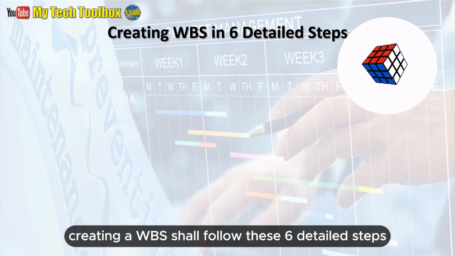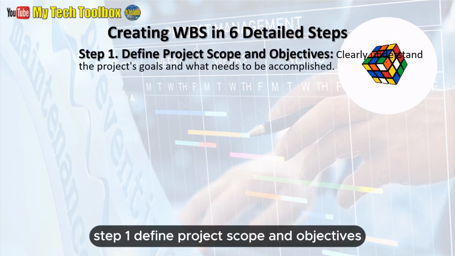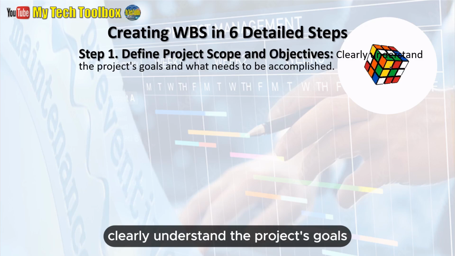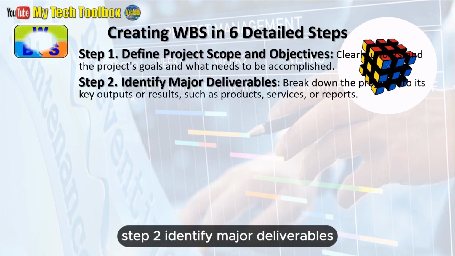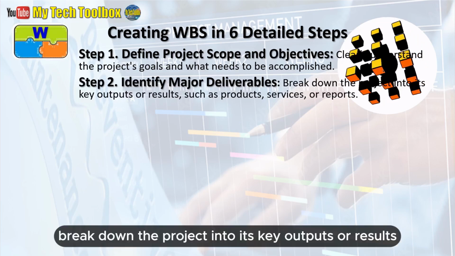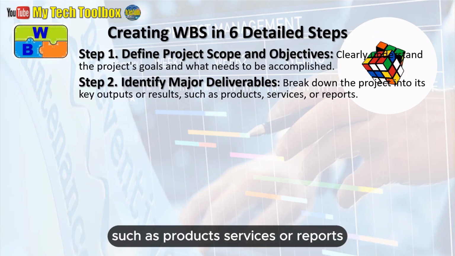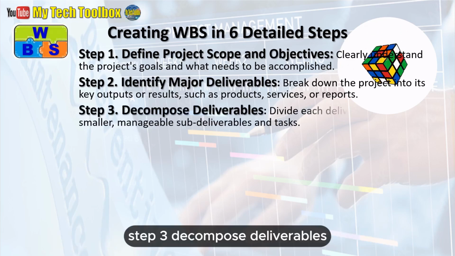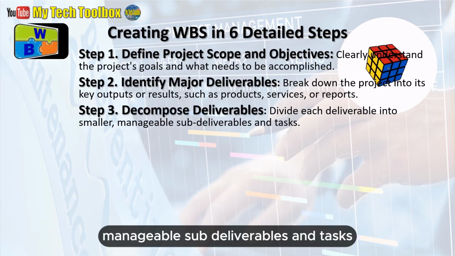Creating a WBS shall follow these 6 detailed steps as follows. Step 1. Define project scope and objectives. Clearly understand the project's goals and what needs to be accomplished. Step 2. Identify major deliverables. Break down the project into its key outputs or results, such as products, services, or reports. Step 3. Decompose deliverables. Divide each deliverable into smaller, manageable subdeliverables and tasks.